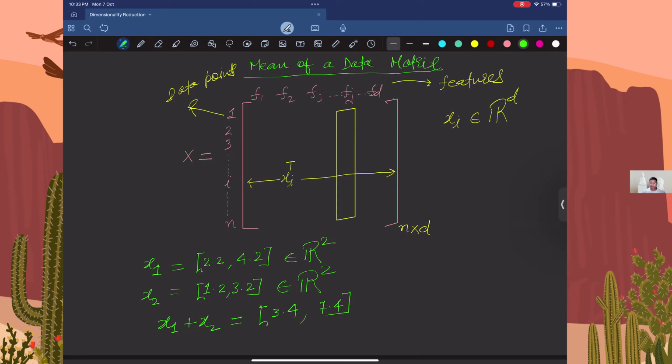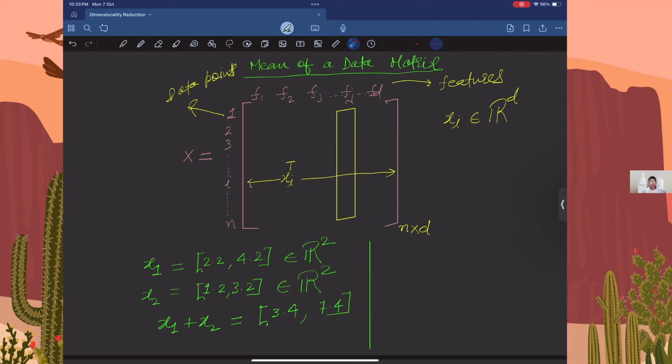Is this clear? Now, if this is clear to you, then let me tell you something else. This is what the sum of two vectors means. Here, this is my first vector, and this is my second vector. When I'm summing these vectors, I'm doing a component-wise sum.